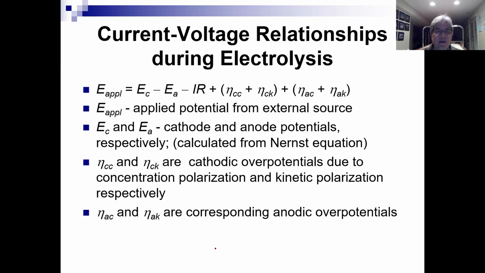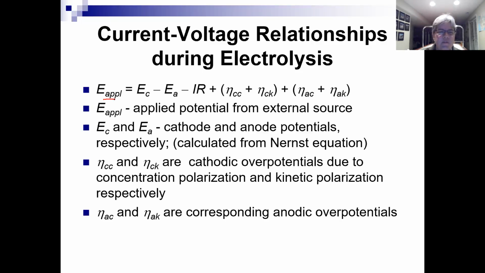So our equation actually looks like this. Notice it's getting more complicated. We still have cathode minus the anode and the IR drop, but now we have the overpotential at the cathode from concentration and at the cathode from kinetic, and then the anode for concentration and the anode for kinetic. So now there's a lot of things here.